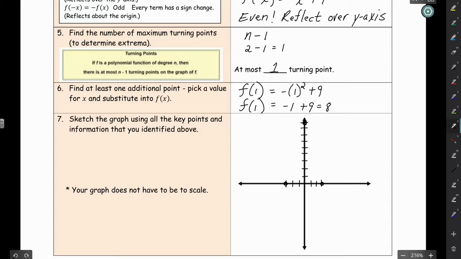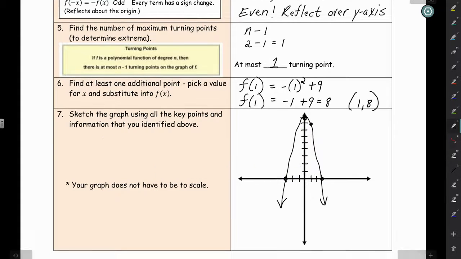So at 1, my graph is at 8. So I have a point at (1, 8). So I'll plot that. I know that on the left and on the right, my graph is falling. The end behavior is falling. So I know that my graph is going to be going like this. So we'll just sketch that in.